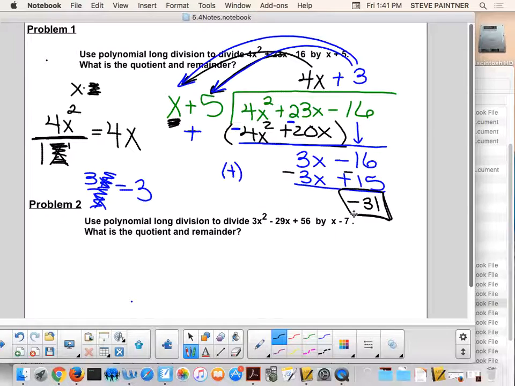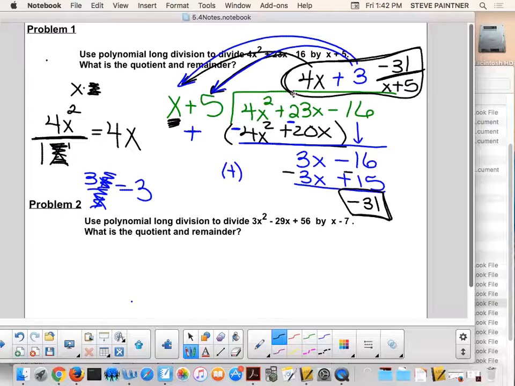And here's how you write it. Minus 31, still divided by what though? The divisor, x plus 5. Okay? So when you get a remainder, you just say plus 31 or minus 31 like I did. But then you have to remember, you're still trying to take your remainder and divide it by your divisor. Okay? All right?